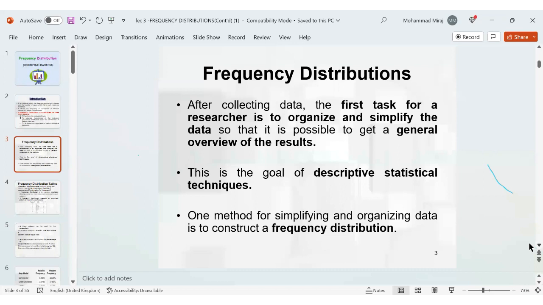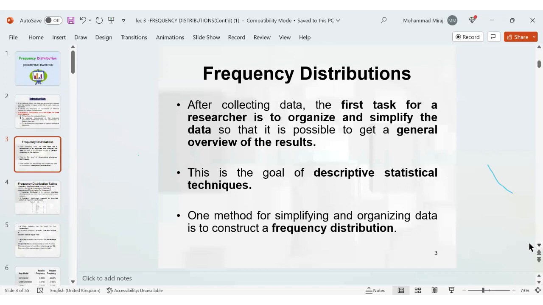So, but if you make it so complex that nobody can understand, that means you are not a pretty good researcher. So once you collect the data, our first task is to organize and simplify the data in such a manner where we can oversee the result holistically and we can be able to interpret something out of it.